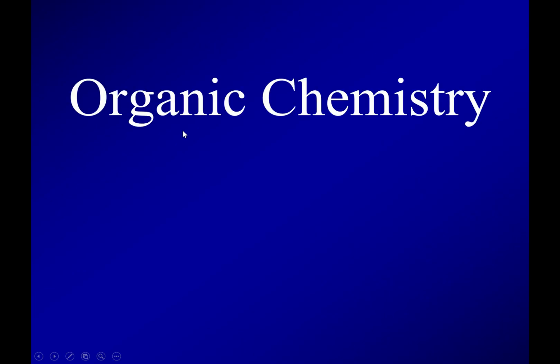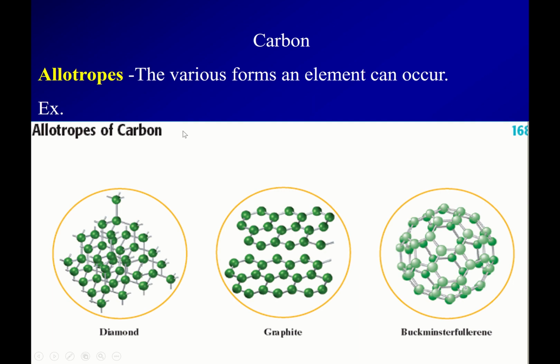Okay, so just a little bit about the basics of organic chemistry. There's allotropes. These are allotropes of carbon. All the green atoms represent carbon, and the difference is how they're bonded. So we've got diamond, one of the hardest substances on Earth. We've got graphite, which is pencils, and then we've got Buckminster fullerenes, also known as fullerenes or buckyballs.